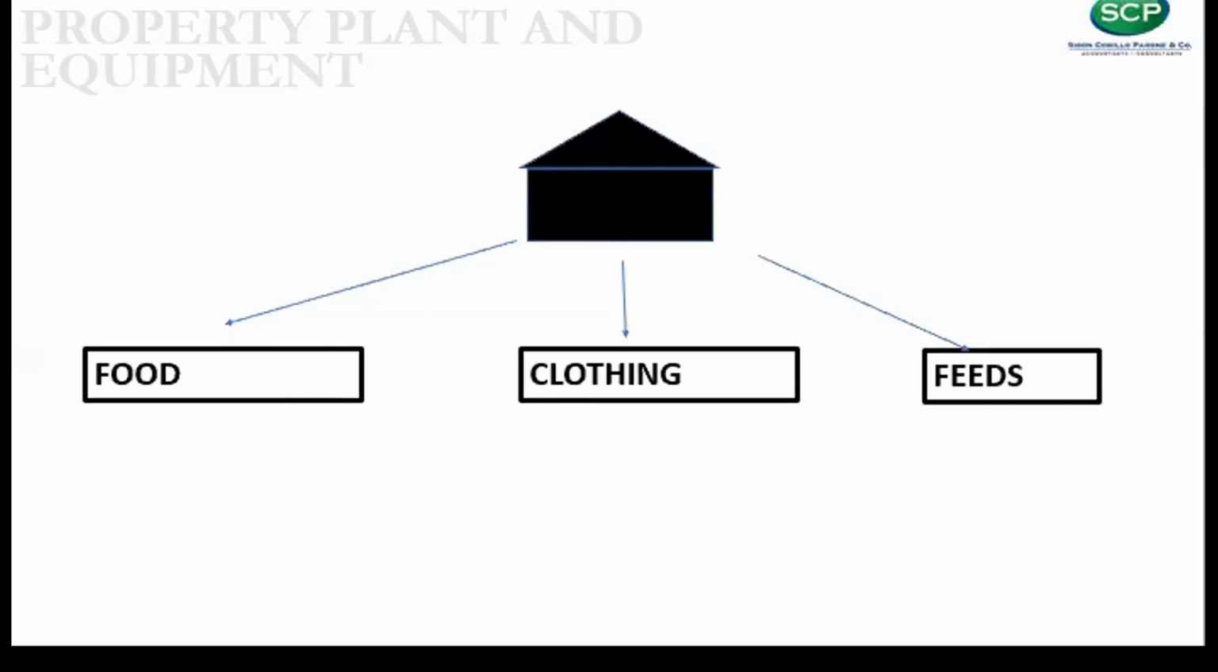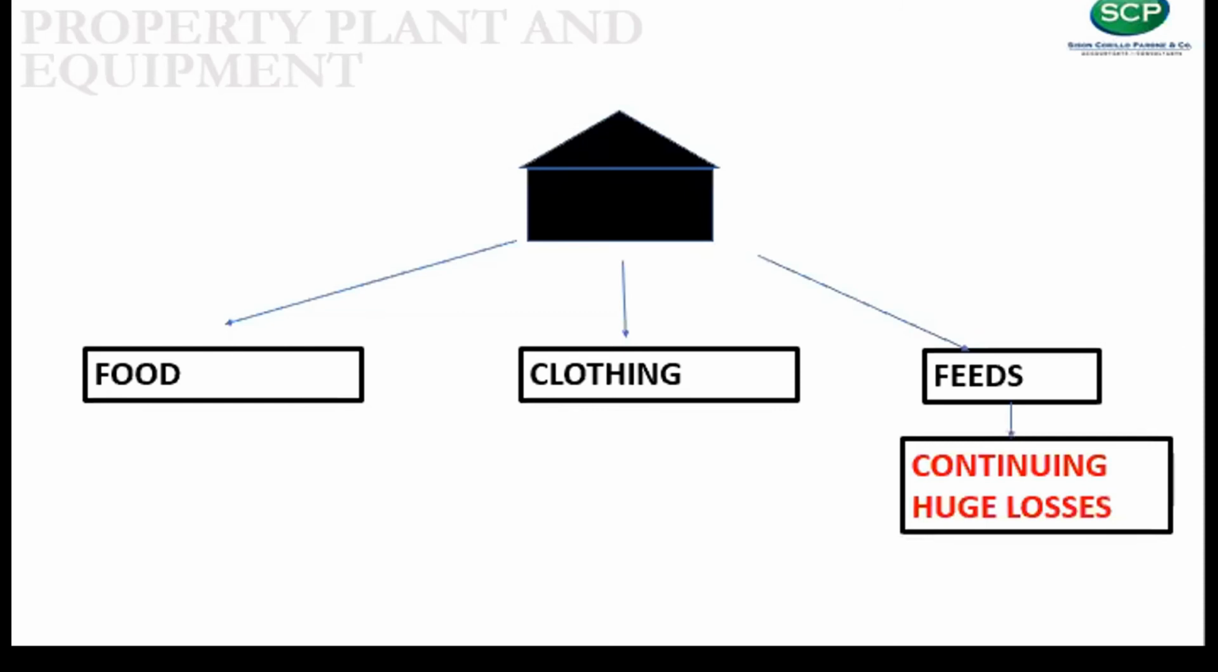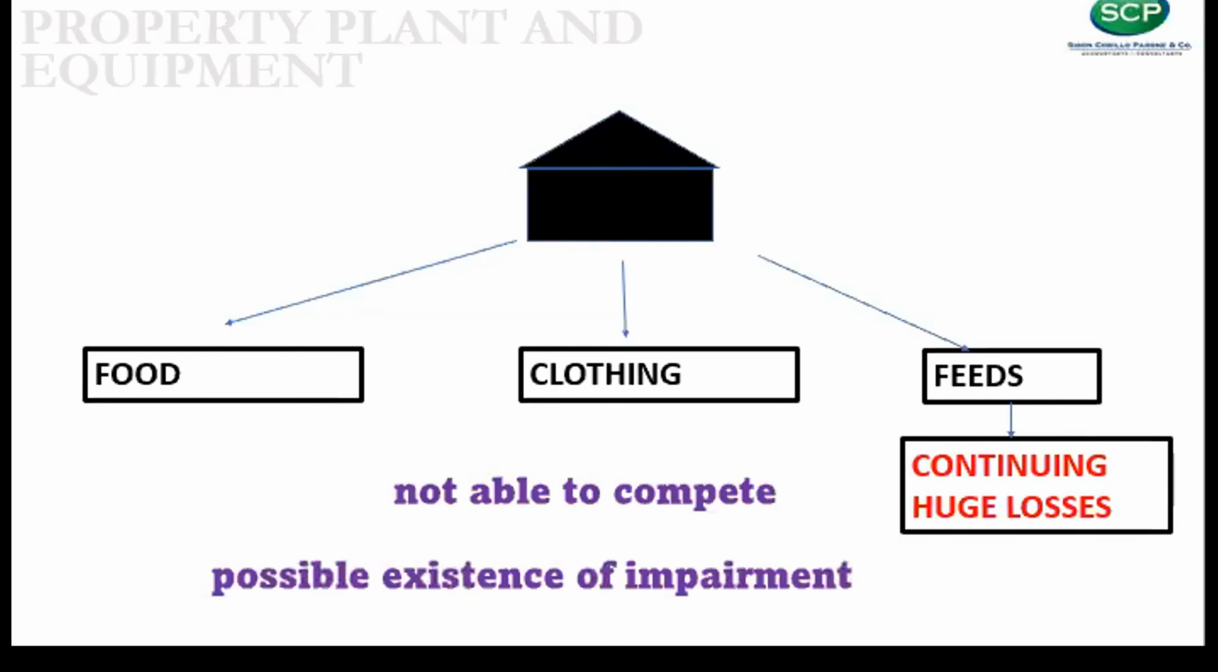So let's take, for example, a diversified company that has three divisions: food, clothing, and feeds. If we become aware of continuous huge losses incurred by the feeds division and also become aware that the company may no longer be able to compete strongly in the feeds market in the coming years due to fast changing technology, then we should, if the company has not done so yet, request the company to determine any possible impairment losses on the fixed assets being used in the feeds division.